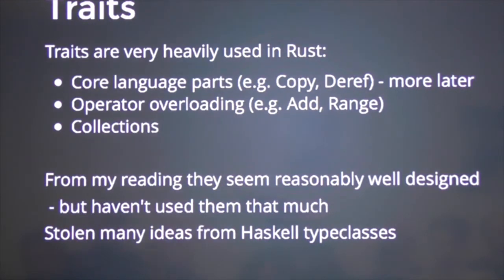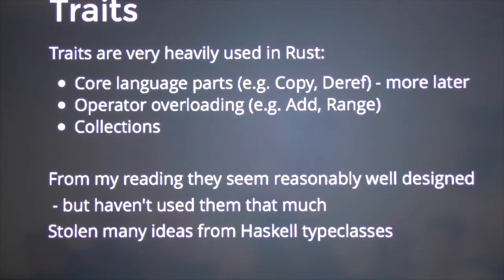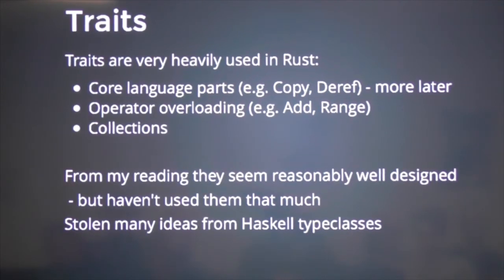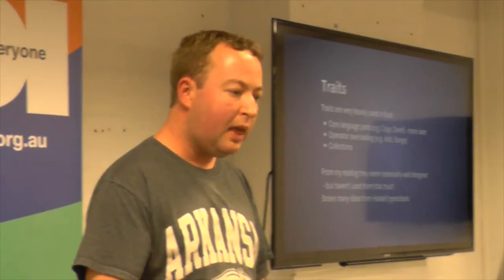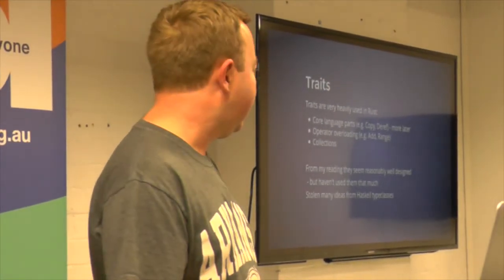Traits are very, very heavily used in Rust. The core language has several of these, which I'll talk about a bit later, such as Copy and Deref, and these are a very fundamental core part of the language. Not the standard library, but the language itself. They're also used extensively for operator overloading. So if you want to overload the plus operator for your type, you need to implement the Add trait. The standard library's collections also make extensive use of these.